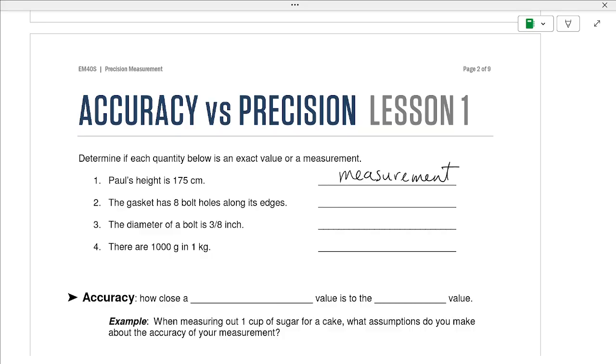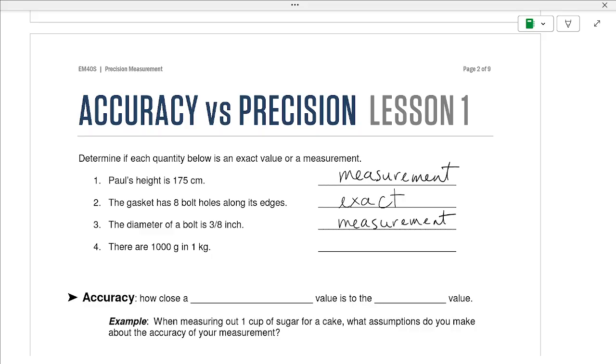The gasket has 8 bolt holes along its edges. Well, that's an exact number. Counting is not the same as measuring. You can count something exactly. The diameter of a bolt is 3/8 of an inch. That would be a measurement.